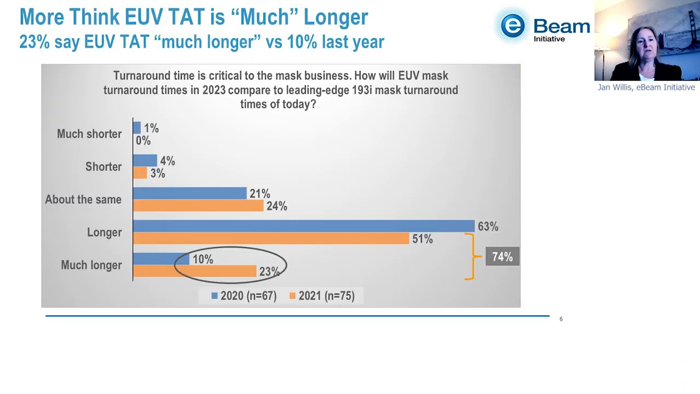Now let's turn to one more EUV infrastructure question. In this question, we see the luminaries are a little bit more pessimistic this year. Looking at the bottom of the chart circled, we see that 23% say that EUV turnaround time will be much longer than 193i turnaround time today, versus 10% who said that last year. When we look at the combination of those who said longer and much longer this year, we find 74%, and that was a similar result to last year.